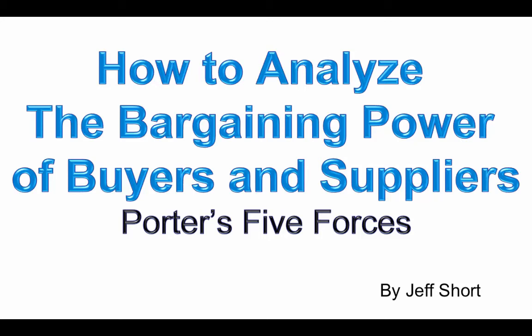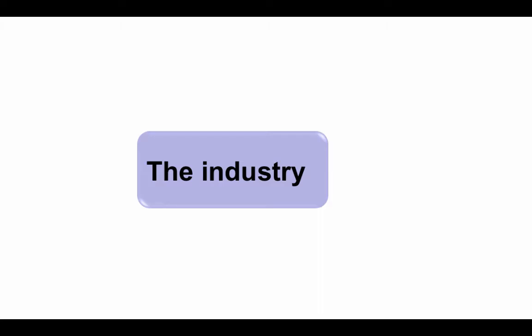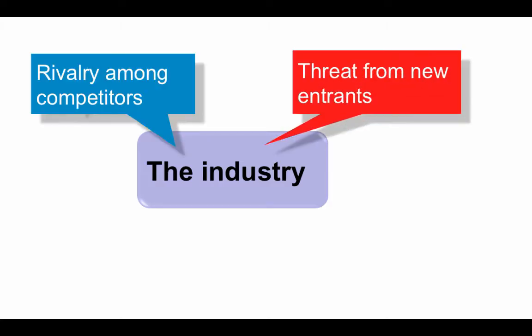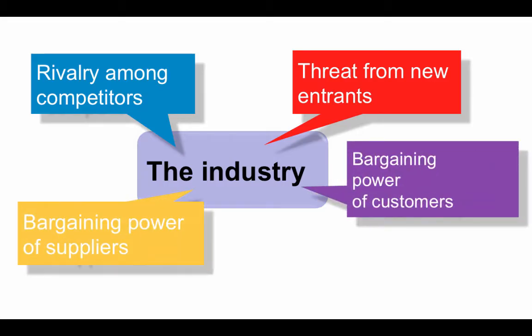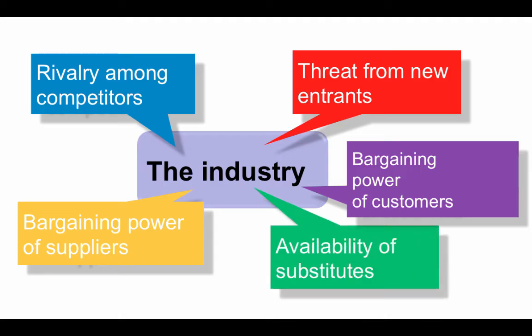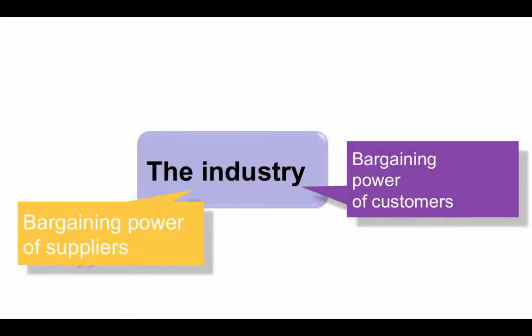In this video, we'll be looking at analyzing the bargaining power of buyers and suppliers. The competitive environment of any industry includes rivalry among competitors, the threat from new entrants, the bargaining power of customers, the bargaining power of suppliers, and the availability of substitutes. This video will look at the bargaining power of suppliers and the bargaining power of customers.